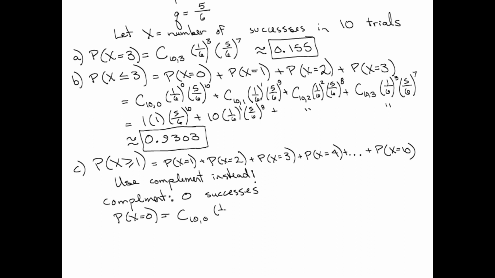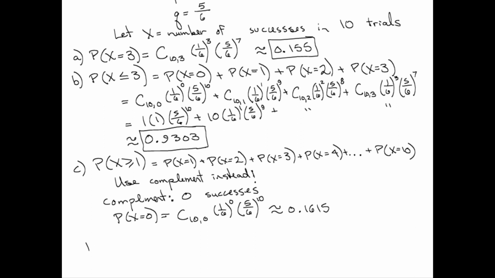Then we're going to take the probability of success, 1/6, raise it to the number of successes, which is 0. Probability of failure, 5/6, raise it to the number of failures, which is 10. Each time you take the probability of success, raise to the number of successes, and the probability of failure, raise to the number of failures. So you should get about 0.1615.